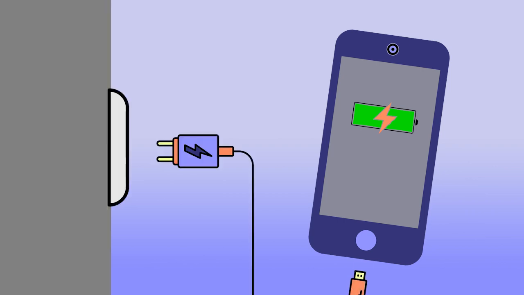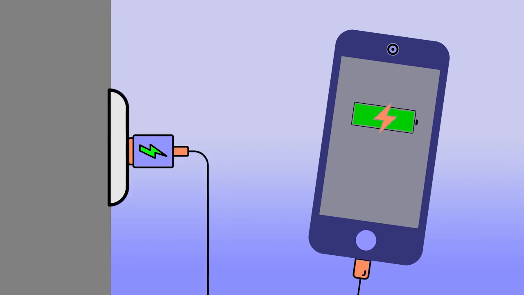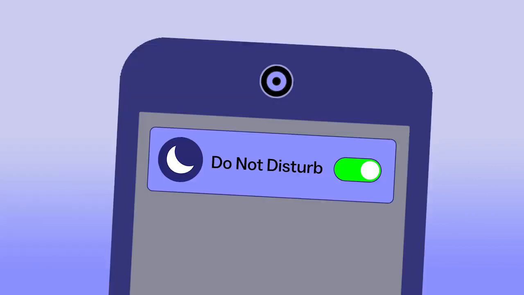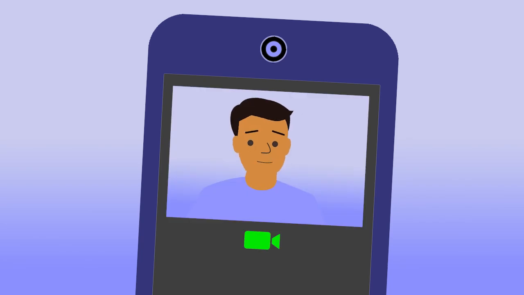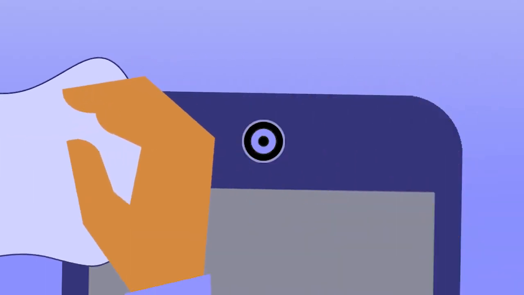Now, let's prepare your device. Make sure it is fully charged and connected to a power outlet. Enable Do Not Disturb mode for everyone, and be sure it stays on Do Not Disturb throughout the test. Also, close all apps and clear notifications. Make sure that the camera is working properly and that the camera lens is clean.